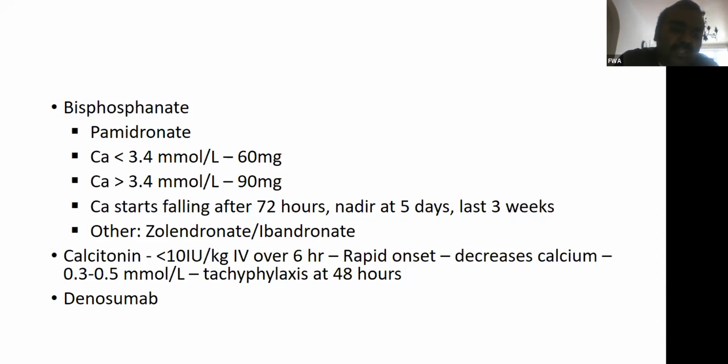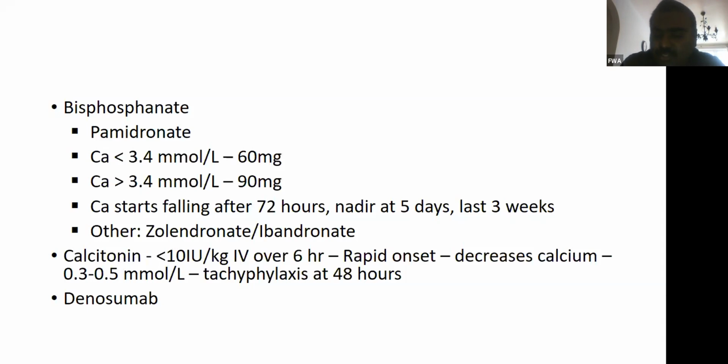And there are different dosing strategies. For patients with calcium less than 3.4, we can give 60 milligrams. And if it's more than 3.4, we can give 90 milligrams. The second thing is just to hold fire after that. Pamidronate will not work immediately in the first 24 hours. It will take 48 to 72 hours for it to work, and it may take up to 5 days. And it can last up to 3 weeks.